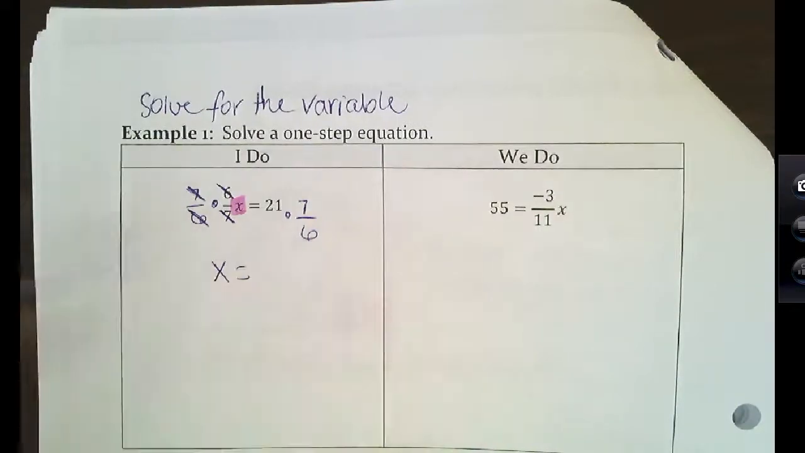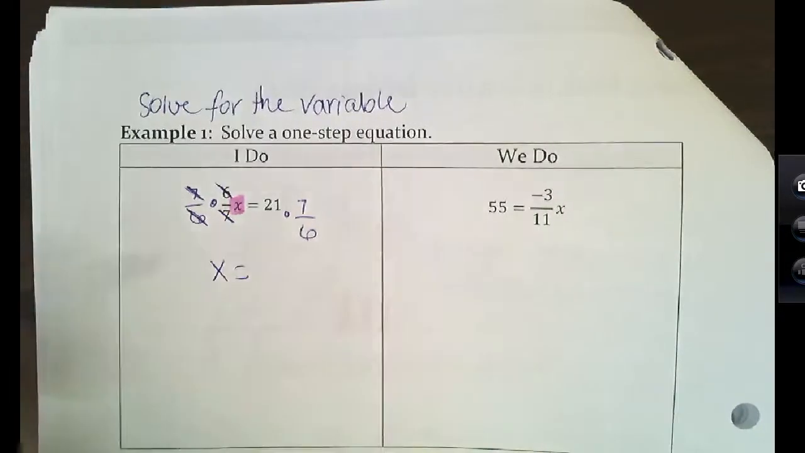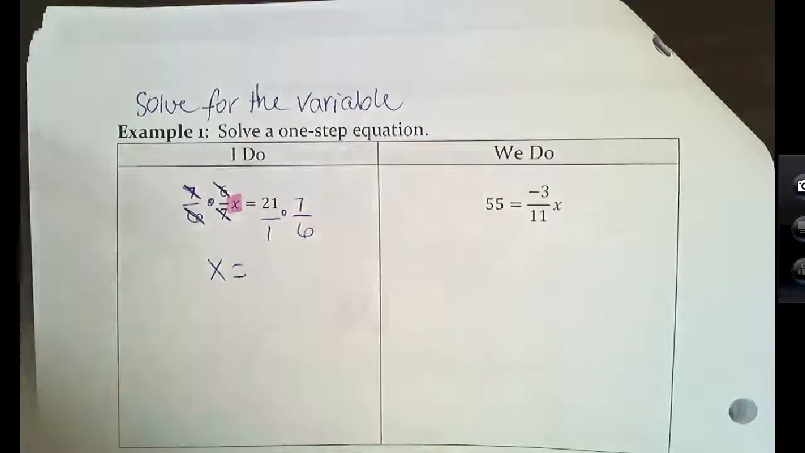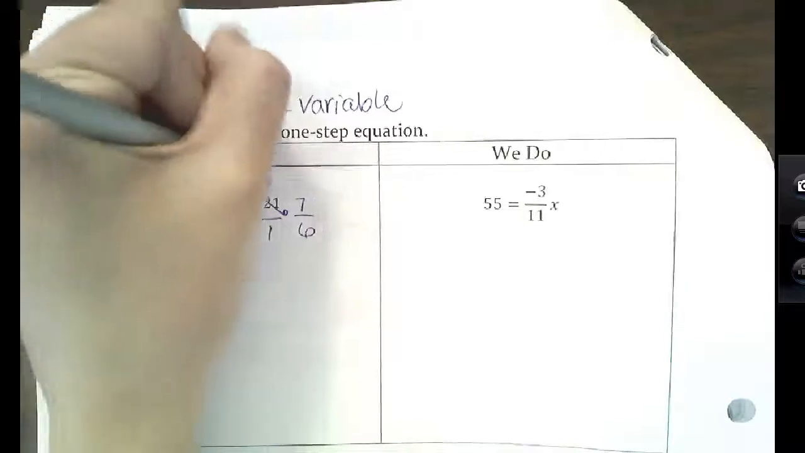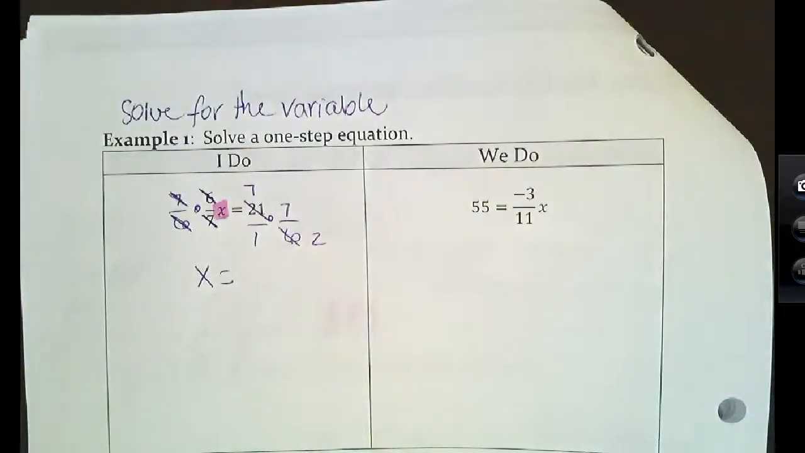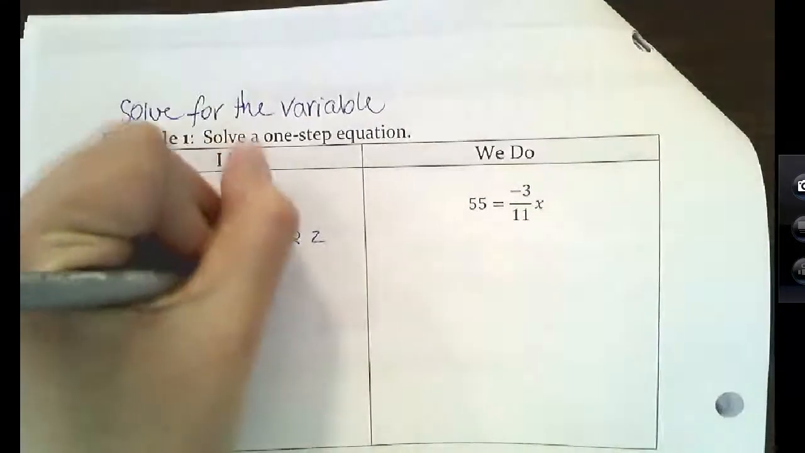Can you cross cancel anything here? 21 and 6 can both be divided by 3. So 21 divided by 3 is 7. 6 divided by 3 is 2. Yep. So then you get 49/2.